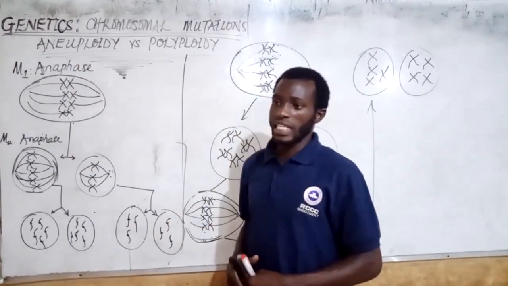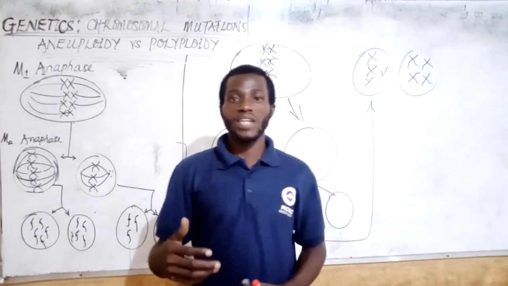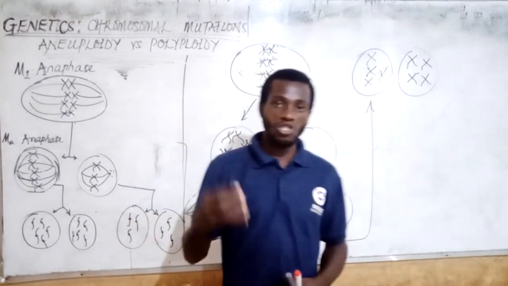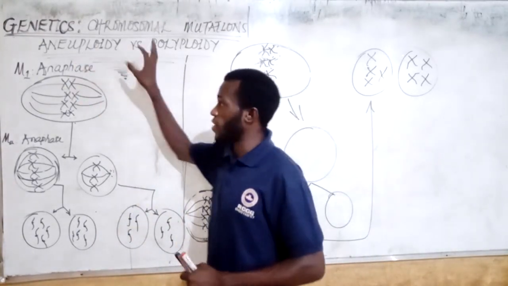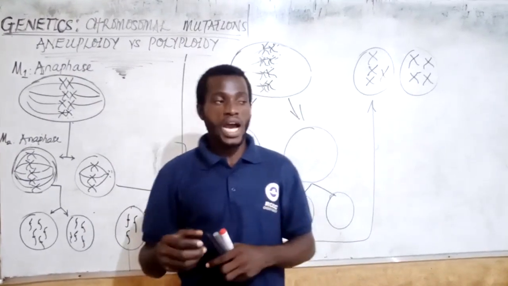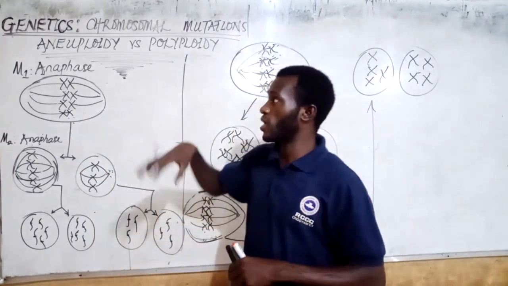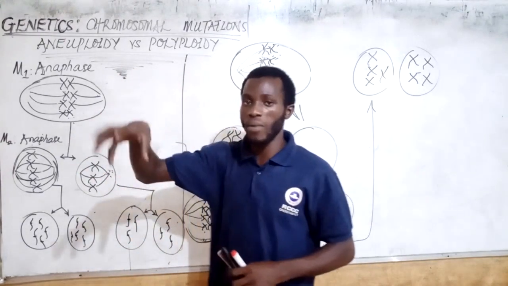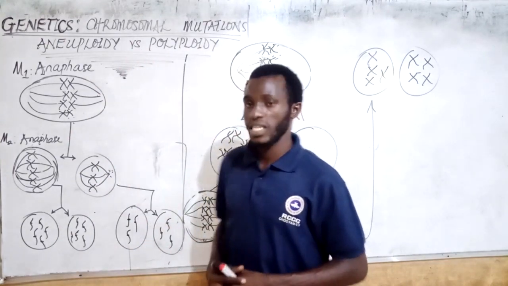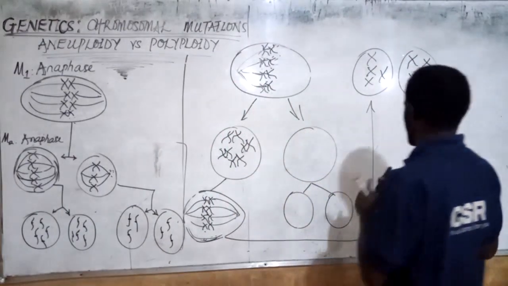Now, chromosomal mutation is usually with respect to two things. It's either that the number of chromosomes changes, which is what we have been talking about here in aneuploidy and polyploidy, or there's a change in the shape and size of the chromosome. Here we are talking about the change in the number of chromosomes, due to some conditions. We are going to be talking about aneuploidy first.